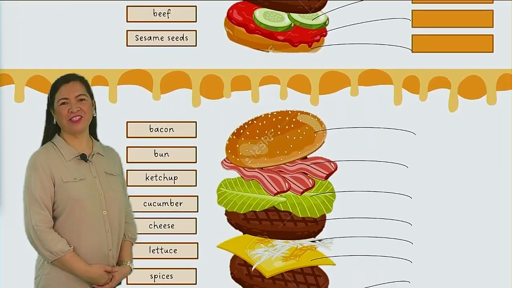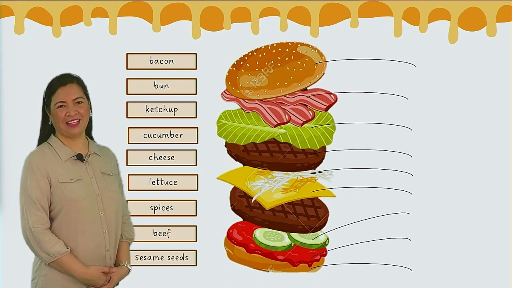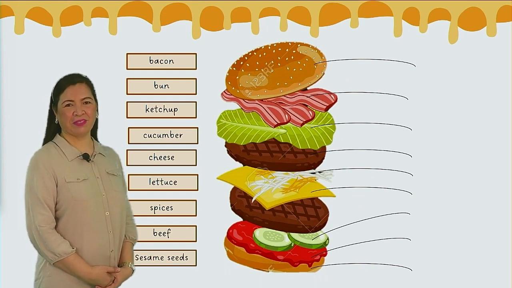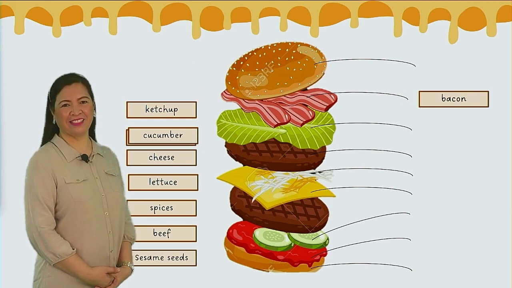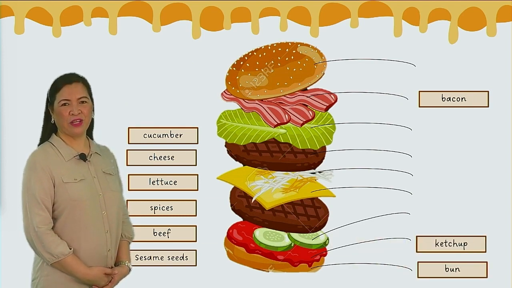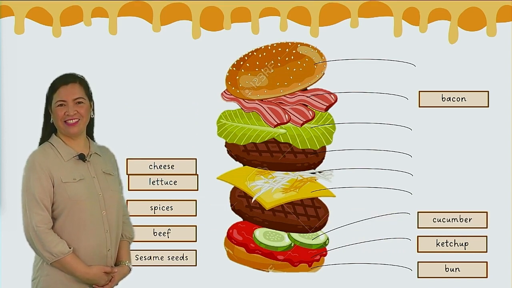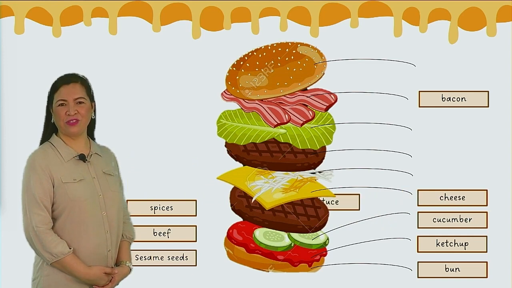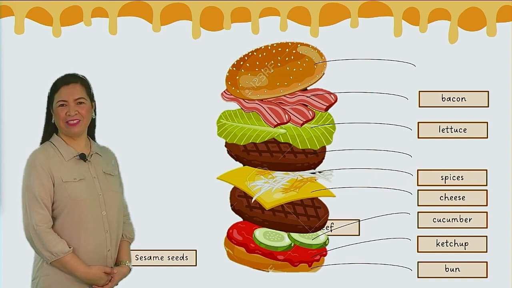Here are the correct answers. Bacon, bun, ketchup, cucumber, cheese, lettuce, spices, beef, sesame seeds.